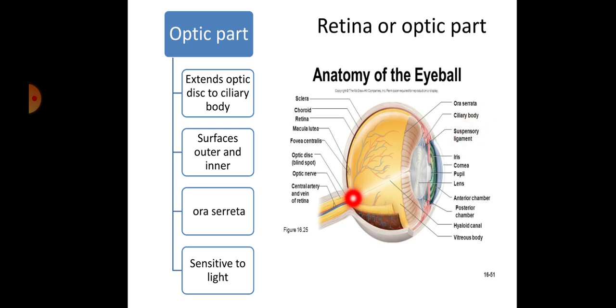Next point: this optical part or retina consists of two surfaces, the inner surface and the outer surface. The outer surface of the retina is related to the choroid, and the inner surface of the retina is related to the vitreous humor. But the inner surface is not directly related to the vitreous humor. It is related to the hyaloid membrane, and through the hyaloid membrane it is related to the vitreous humor. It means between the vitreous humor and the retina there is one more thin membrane, called the hyaloid membrane. This retina is sensitive to light because of the presence of nervous tissue, and photoreceptors are present in this layer.